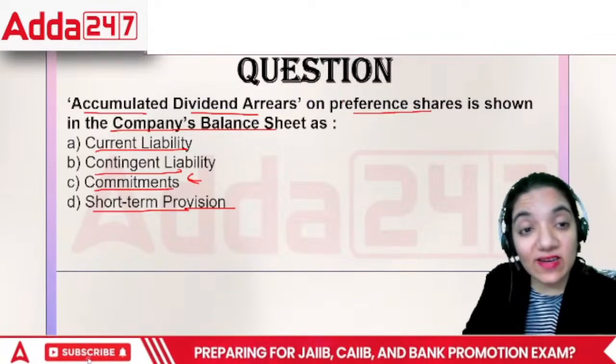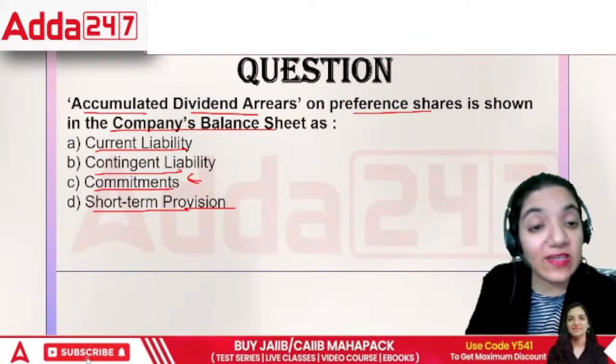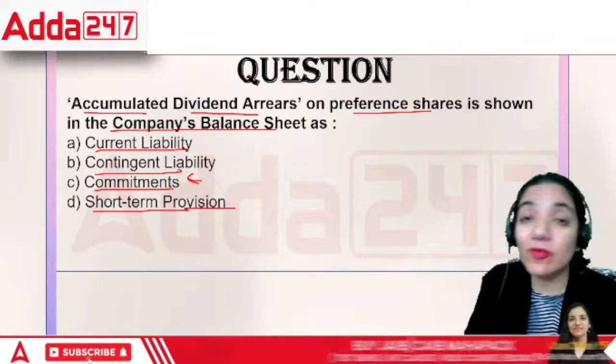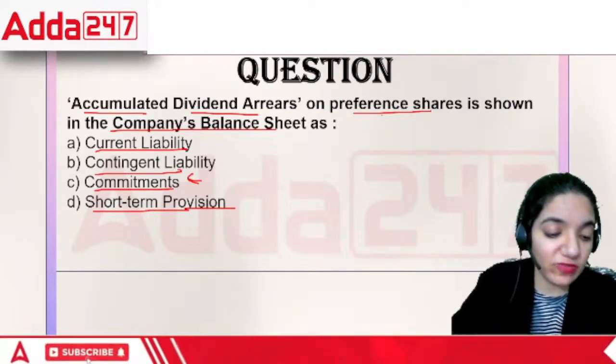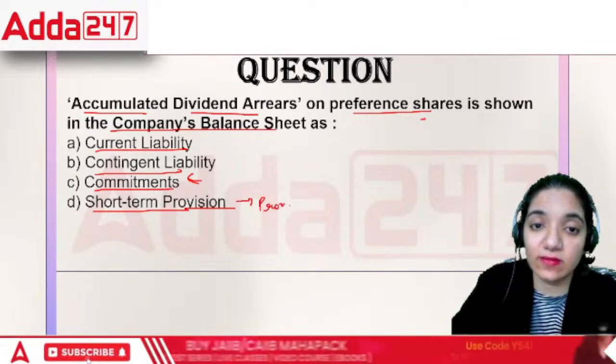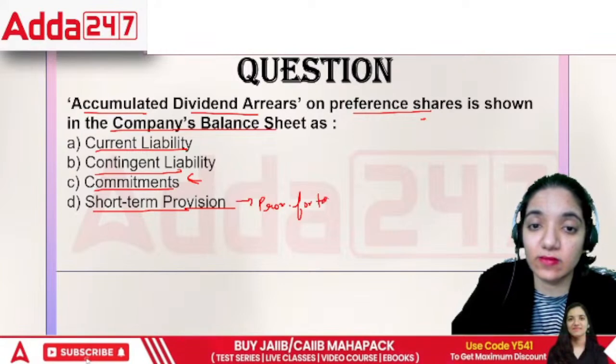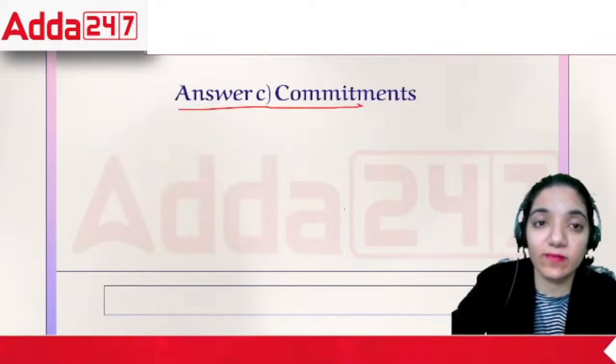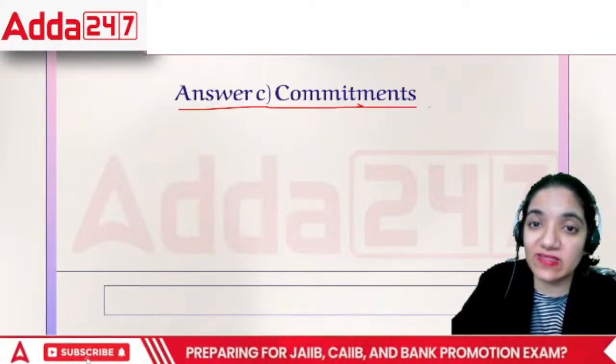It is not taken as a current liability, it is not taken as a part of contingent liability, and yes, it's not even a provision. Provision can include provision for tax. So it is commitments in this case.